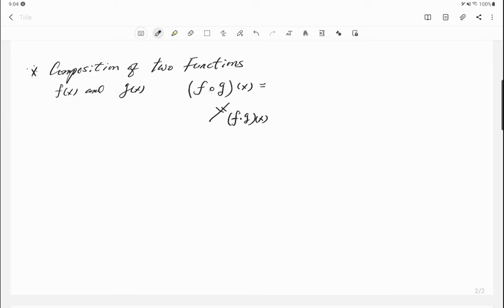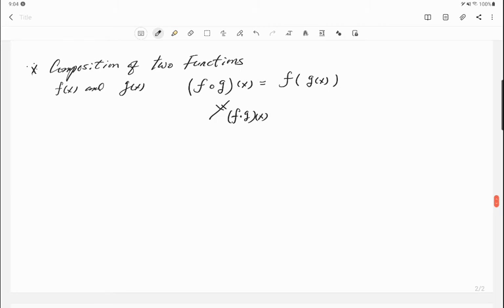Composition. So f circle g, not dot. This one represents a function f of x, but the input of the function f is g of x. Can you see it? So once you get g of x, then g of x will be substituted for x, as the input of function f. Okay. All right. Can you see it? This is a really, really important concept.